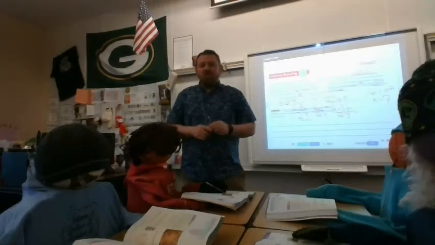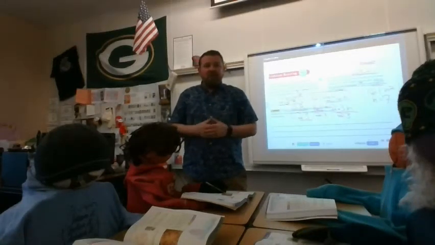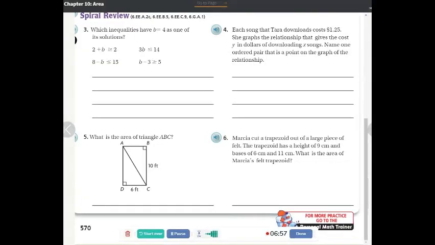We'll blast through the spiral review, make sure we remember what we're doing, and then we're going to hop on to today's lesson. Number 3 says, which inequalities have b equals 4 as one of its solutions? Remember, a solution is something that you can plug into an equation or an inequality that makes it true. So we're just going to replace b with 4 in each of these.